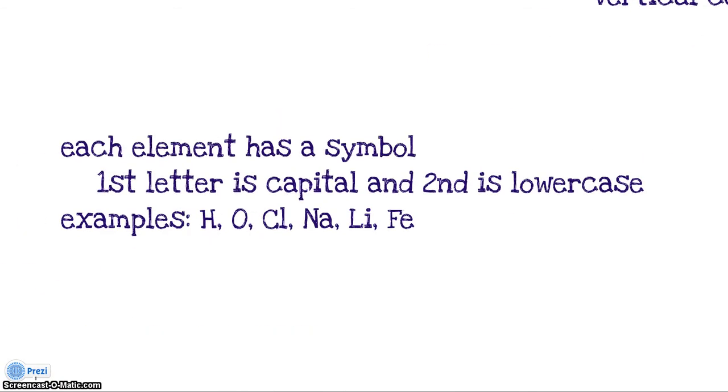Each element is also represented by a symbol, usually some kind of letter. The first letter will always be capital, and the second is always lowercase, if there is a second letter. For example, H stands for hydrogen, O stands for oxygen, Cl stands for chlorine, and Na, that's kind of a tricky one, but that's actually for sodium. They use the Latin form of sodium. Li is lithium, and Fe is another tricky one, that's iron. They're also using their Latin form.